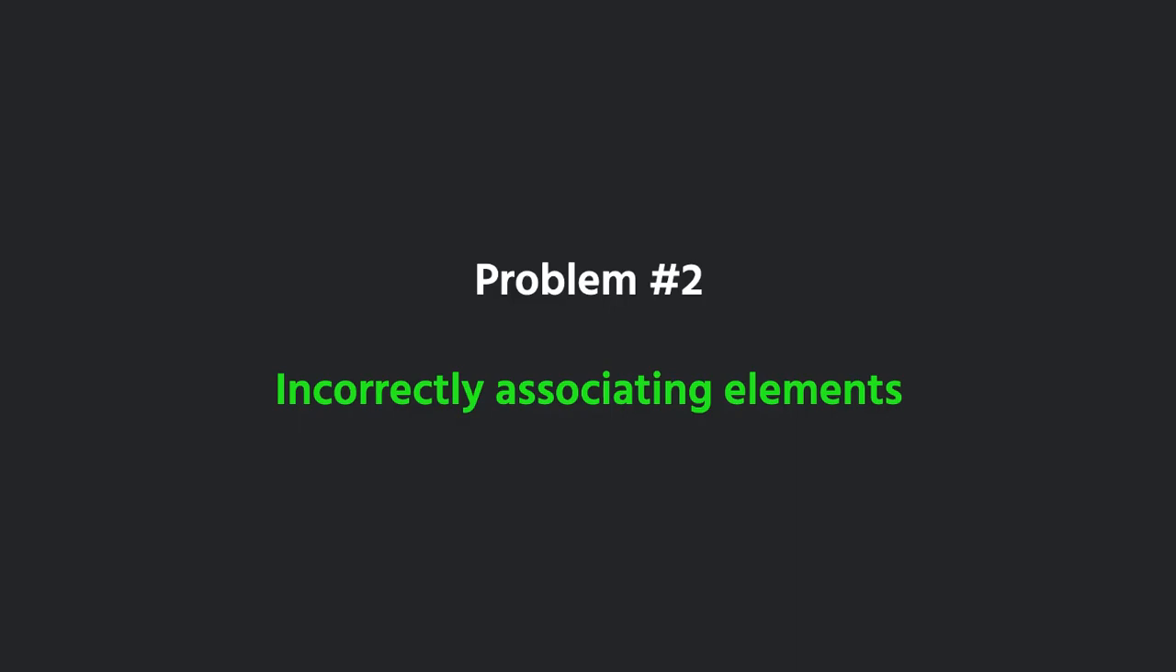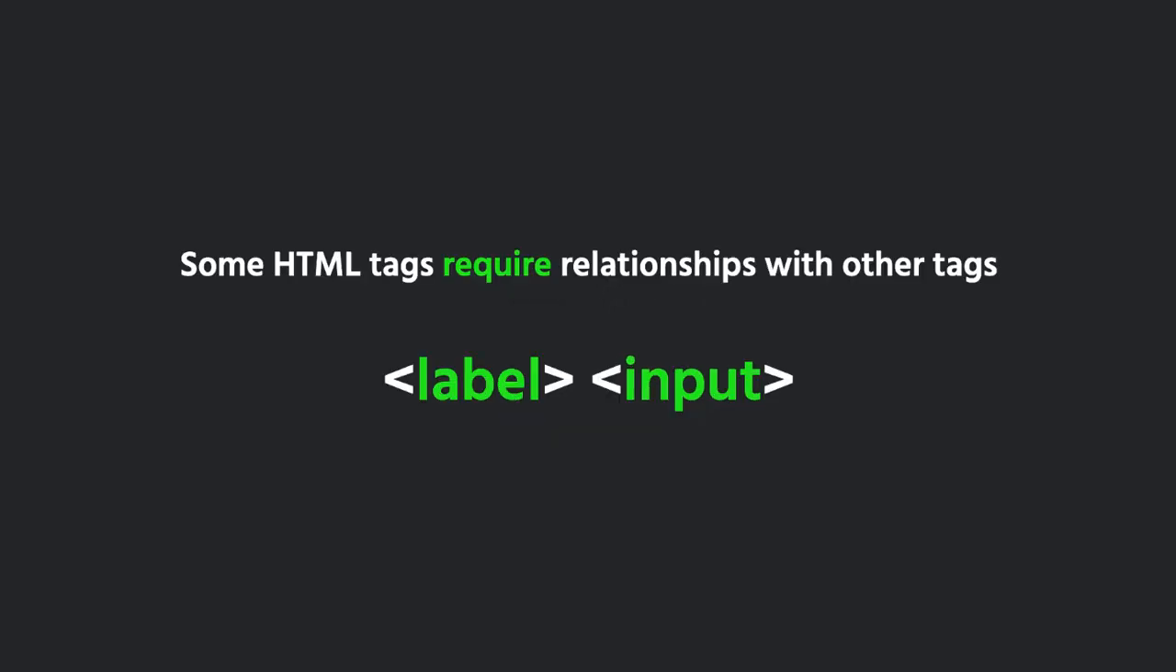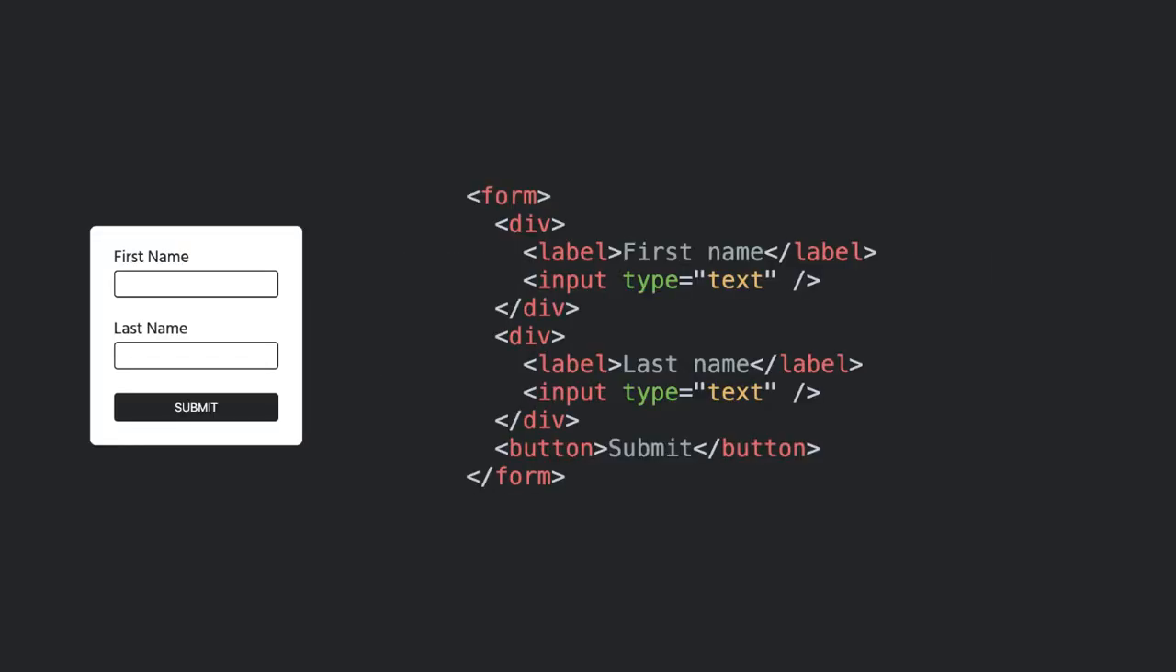So problem number 2 is incorrectly associating elements. A really good example of this is labels and inputs, because some HTML tags actually require that you manually associate those tags together for them to be accessible. Here's an example of a common form. You might have a first and a last name, and each one has a label and an input. This looks correct to anybody with normal vision. I can just tab through this, and I know what these inputs are talking about. A screen reader, though, doesn't understand that this input is associated with this label, so we have to manually tell it that.